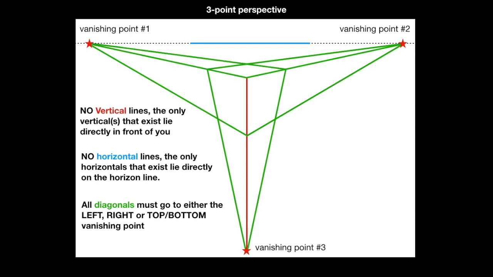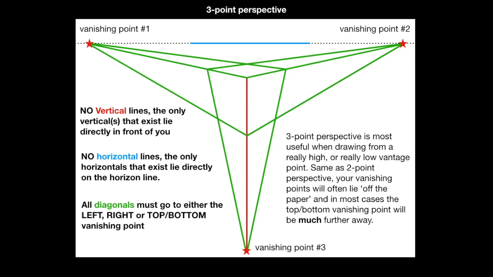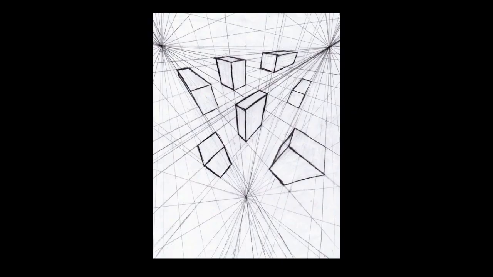So 3-point perspective is kind of a specialty technique. It's more for, like I said, if you were really high or really low. And just like 2-point perspective, most often your vanishing points would be off the paper. And in some instances, your vanishing points would be really, really far away. It just depends on how close you are to the object or how high or how low you are as well, okay? So I'll just go through a few more examples here.